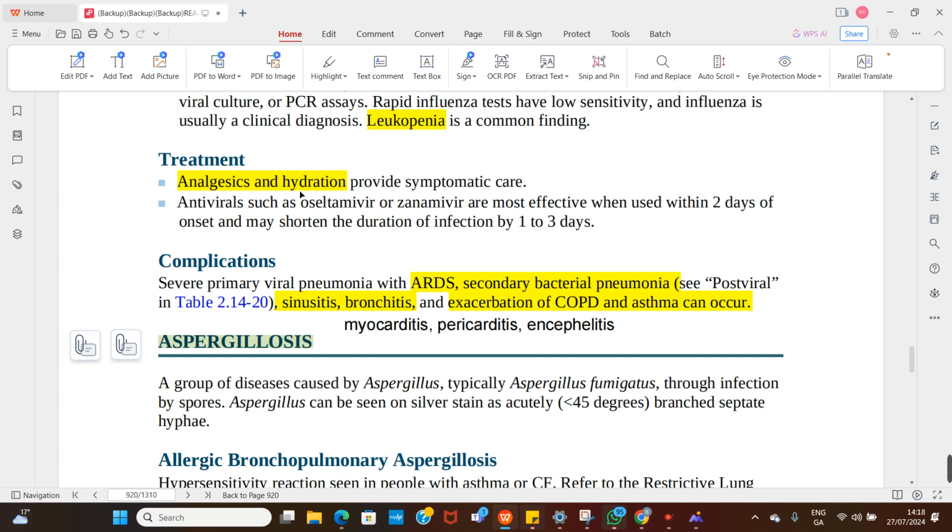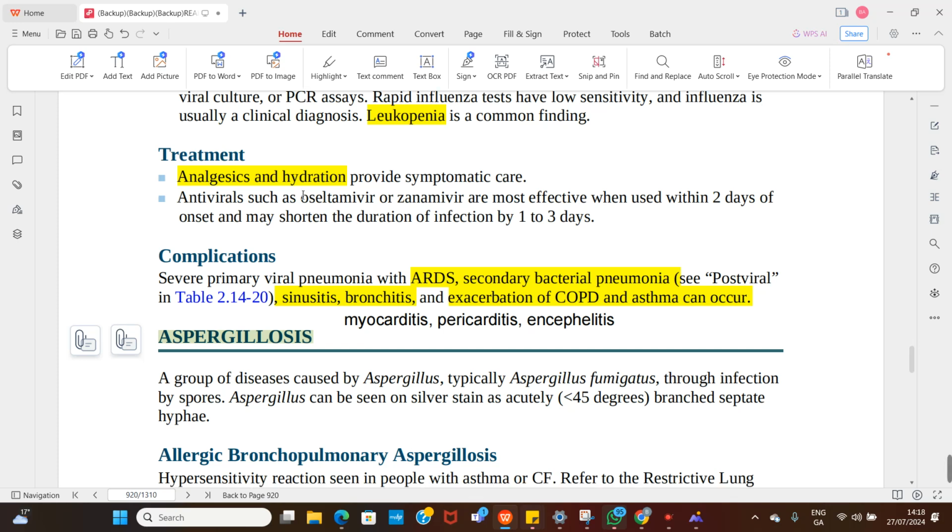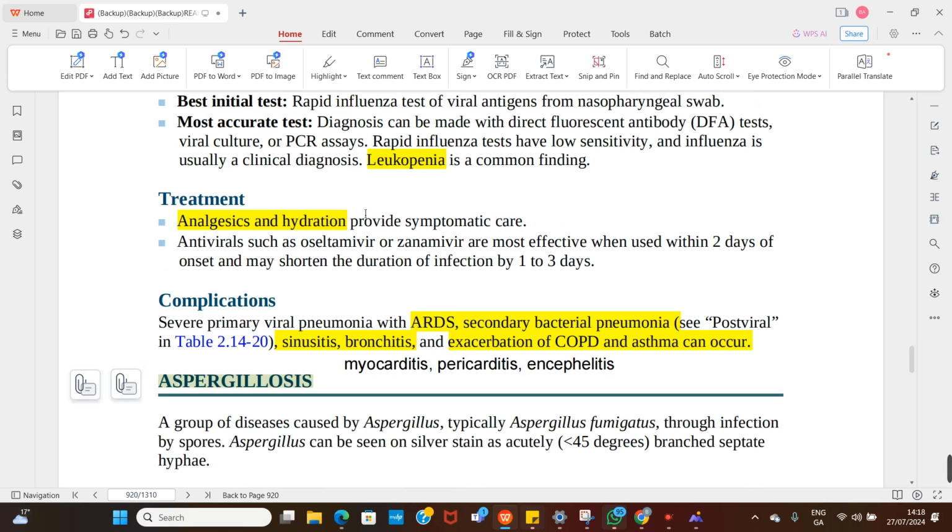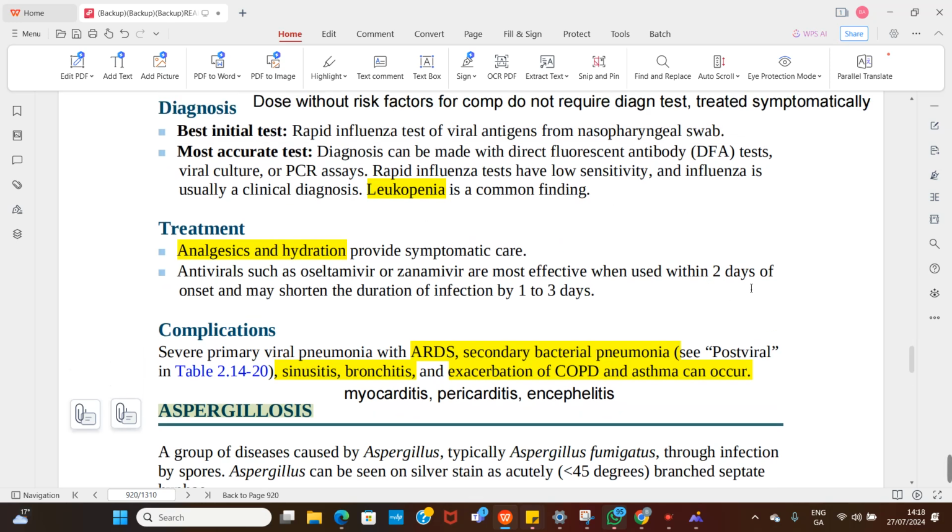The analgesics can also work for the fever. And if you catch them within 2 days of presentation, you can add your oseltamivir or your zanamivir, which are your neuraminidase inhibitors, so that you can shorten the duration of the infection by at least 1 to 3 days, right? Although it's going to be self-resolving, you don't want the patient to suffer, so you can give your oseltamivir and your zanamivir. But once it's more than 2 days, it has no use.